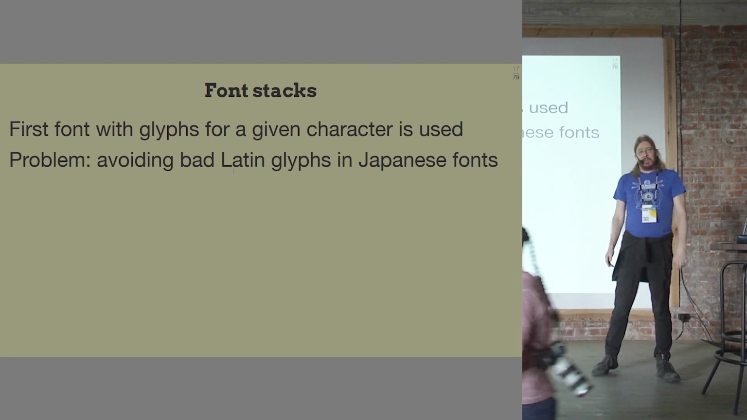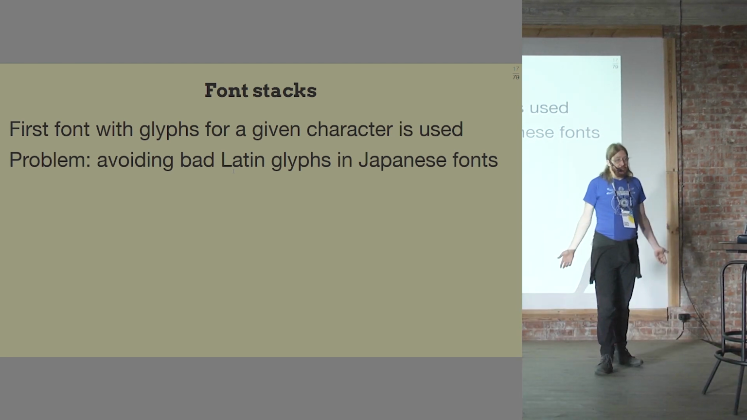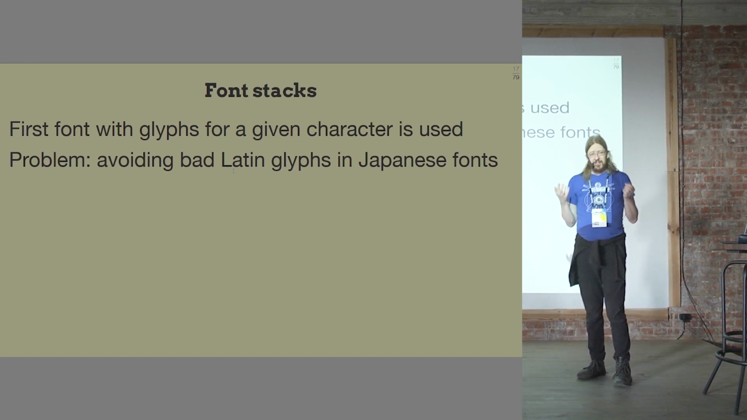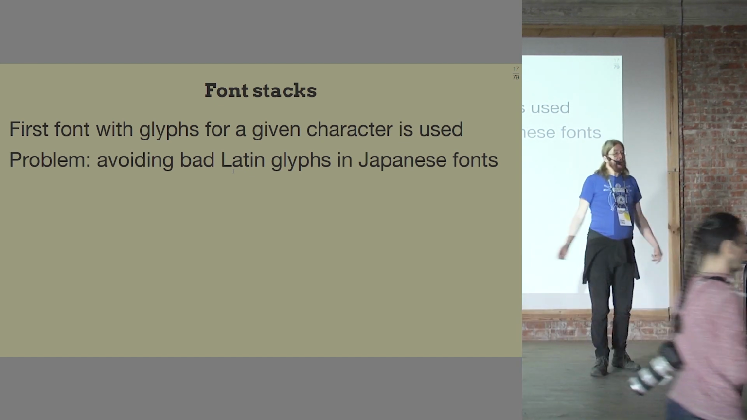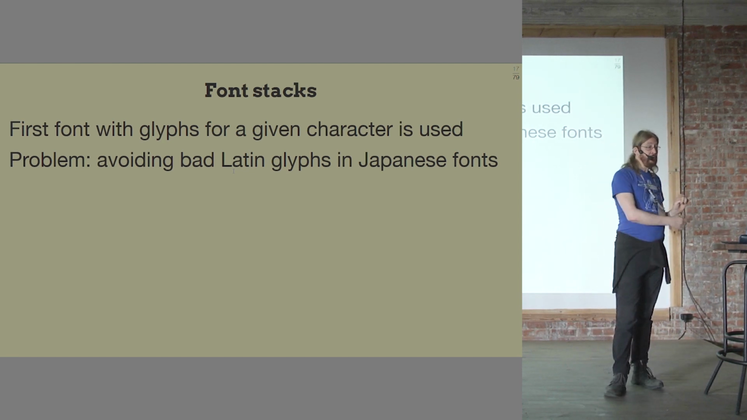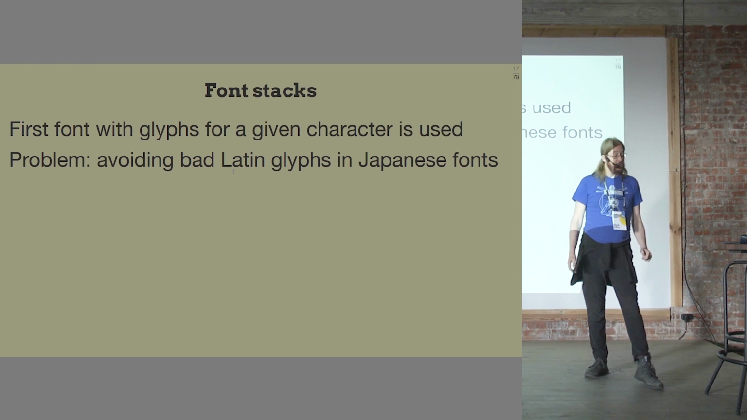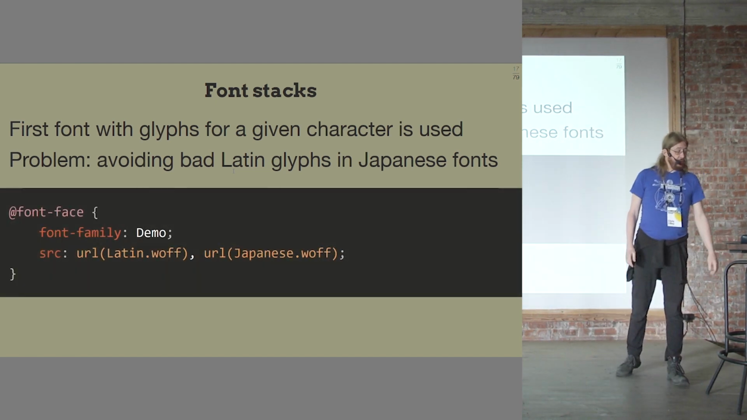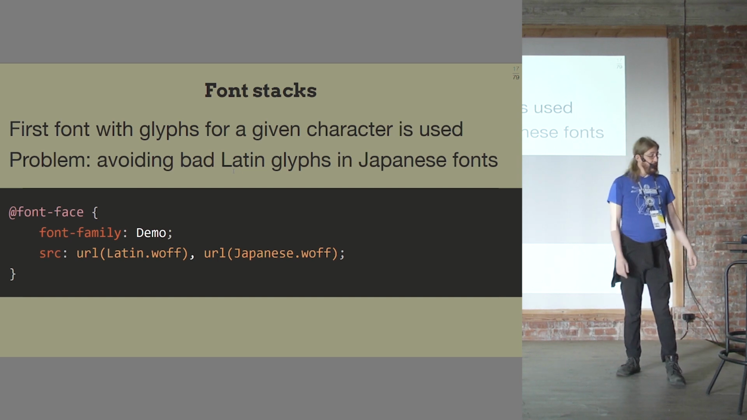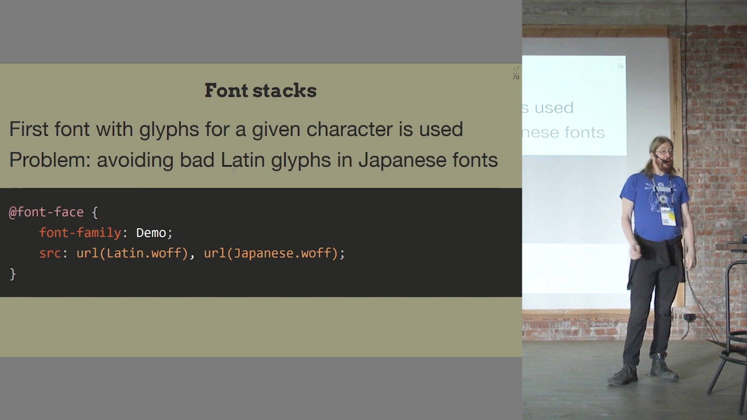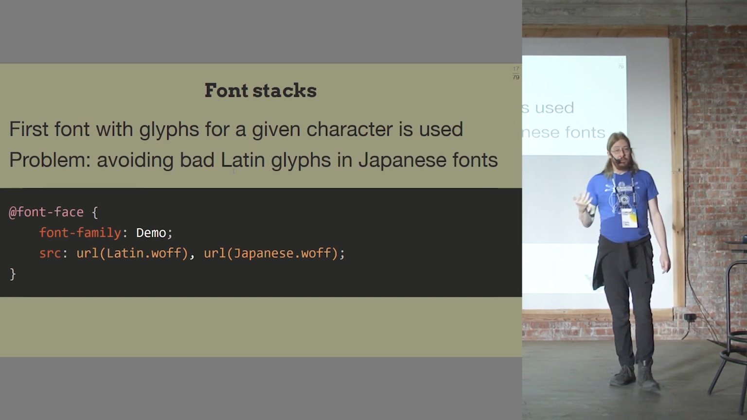How many people have ever had an email from a Japanese developer in English and thought, why is it using such a hideous font? The reason is because it's probably selecting a Japanese font, which happens to have Latin glyphs, which look terrible because they don't really see them. So the typical thing you would do in CSS to fix that is put the Latin ones first and the Japanese ones second, and then you get nice Latin glyphs.